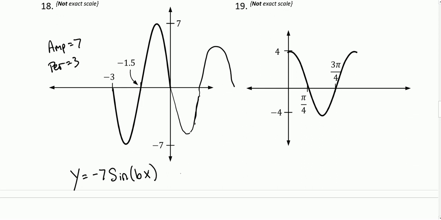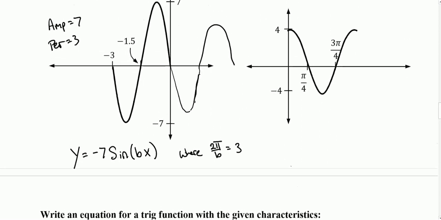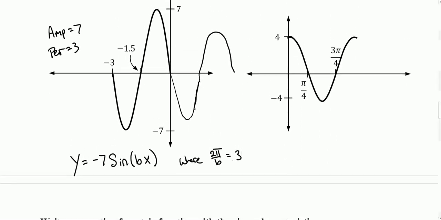And we also know that 2 pi divided by b is going to equal our period of the function, which is 3. So I can use that equation to solve for b. If I cross multiply, I get 3 times b is equal to 2 pi. Divide by 3 and you get b is 2 pi over 3.